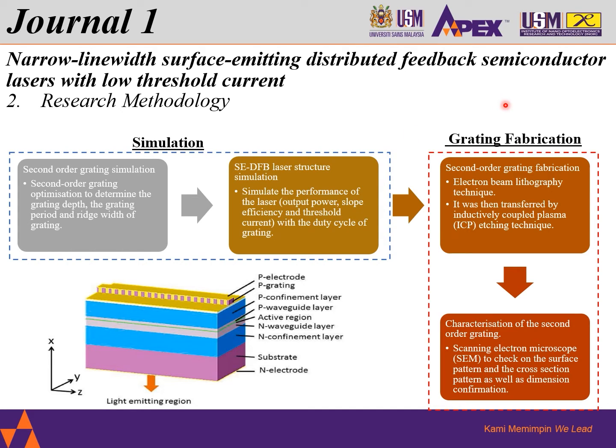Next, we proceed to the grating fabrications. Grating referring to these parts. It is fabricated by using electron beam lithography technique. It was then transferred by inductively coupled plasma ICP etching technique. Next, followed by the characterizations. Using SEM, this is to check the surface pattern and the cross-sections pattern as well as the dimension confirmations.